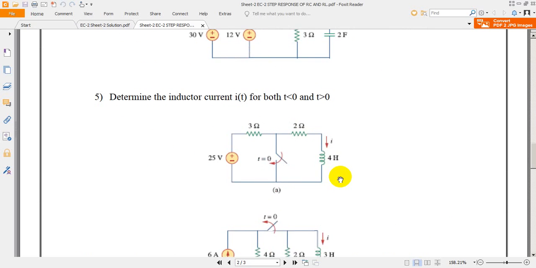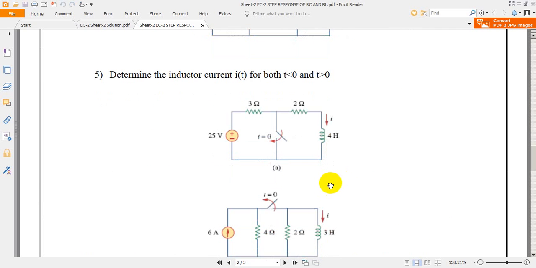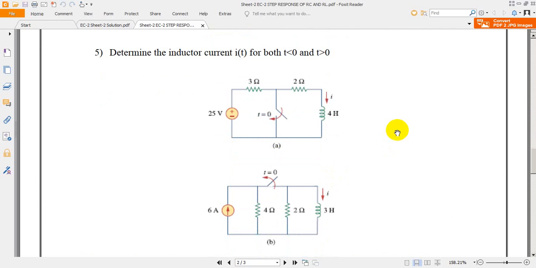Let us move to problem number 5, in which we are going to evaluate the inductor current both before the switching operation and after the switching operation. For problem number 5 we have two circuits. In circuit A, the switch is initially open before the switching operation, and after the switching operation the switch is closed.